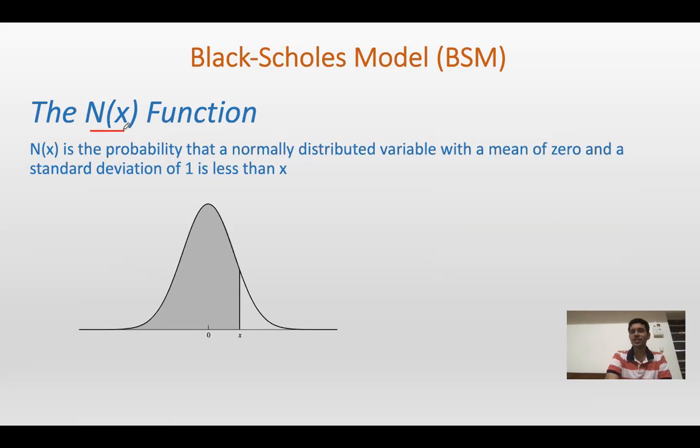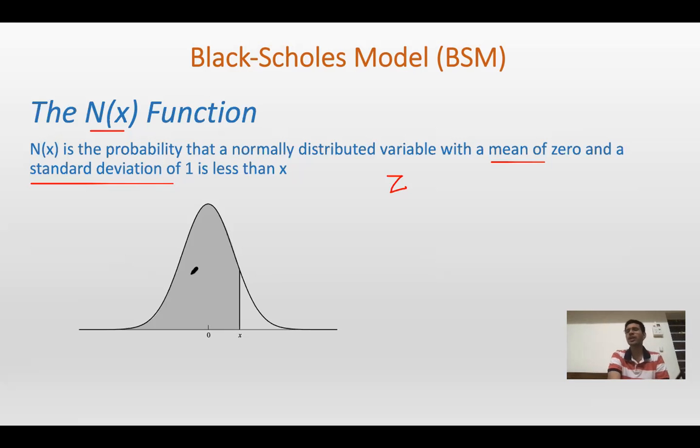This is the N of x function. Like I said, N of x is nothing but x is a normally distributed variable with a mean of 0 and standard deviation of 1. A mean of 0 and standard deviation of 1 is nothing but z. So we input the value of z to calculate the probability, and probability is nothing but area under the curve. This highlighted portion is area under the curve, which is nothing but probability.